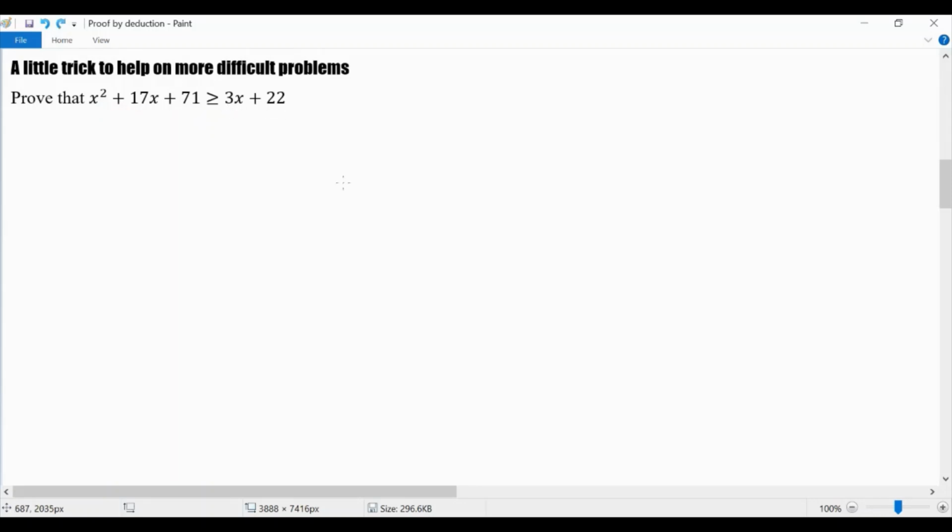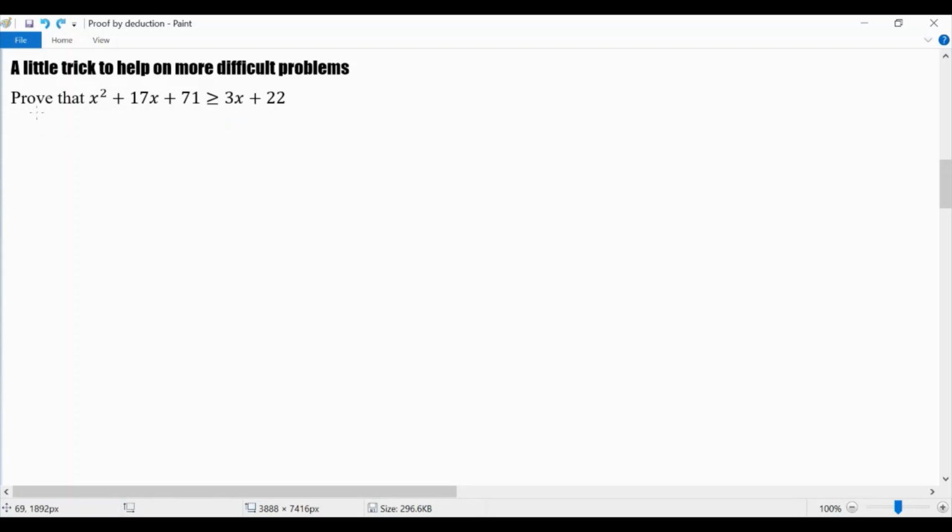So to help prove that, the first thing we're going to do is go, well, it's much easier to prove if the quadratic is greater or equal to a number. So we don't want that 3x on the other side. Except, as we don't really want to be working on both sides at the same time, a little trick we can do is as follows.